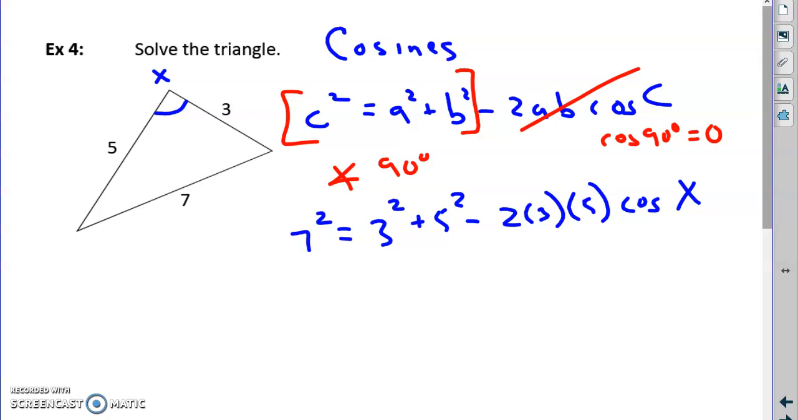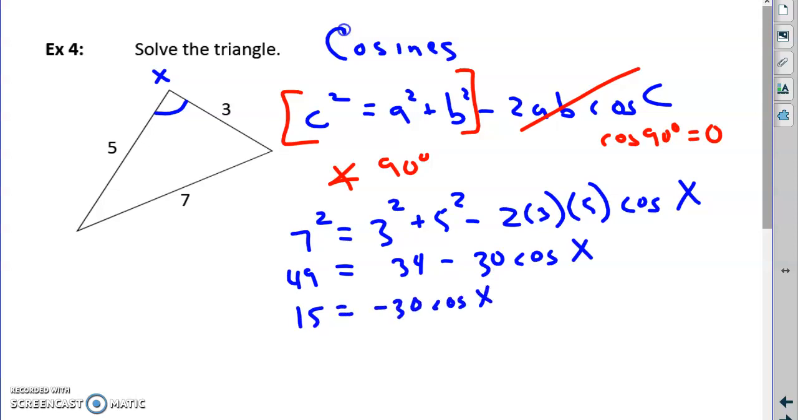If we take a look at that, we can do some number crunching. 7 squared is 49. 3 squared is 9 plus 25, 34. 5 times 3 is 15 times 2 is 30. Cosine of x. Now be careful. What do we do next? We do not subtract 34 minus 30 because the 30 is connected to the cosine of x. Instead, we subtract off the 34. 15 equals negative 30 cosine of x. Divide by negative 30. Negative 15 divided by negative 30 is negative 1/2. Cosine of x. X equals cosine inverse of negative 1/2.